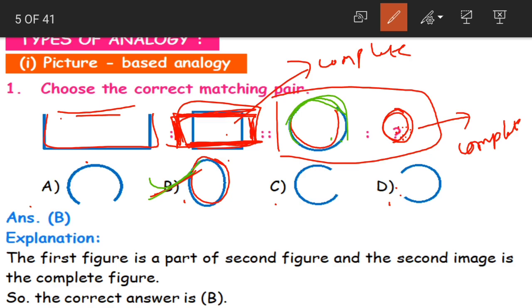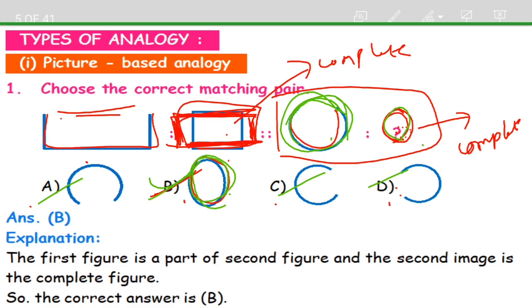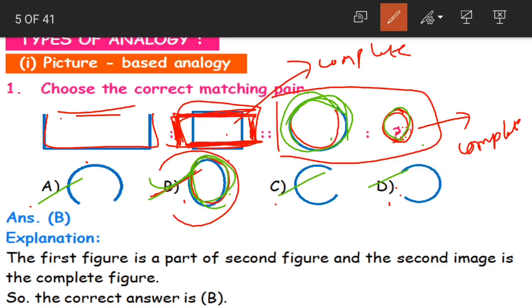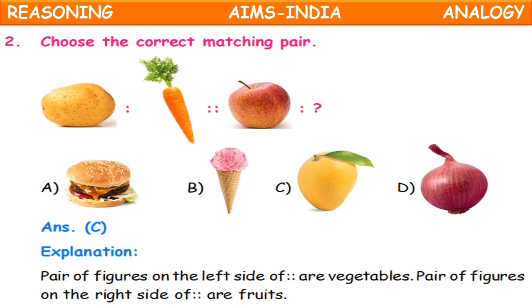Understood? The first figure is a part of the second figure and second figure is the complete one. Here C, D and A are all incomplete. So those cannot be our correct answers. Only option B, full circle, is the correct answer. Clear, children? The first one. Next, choose the correct matching pair.